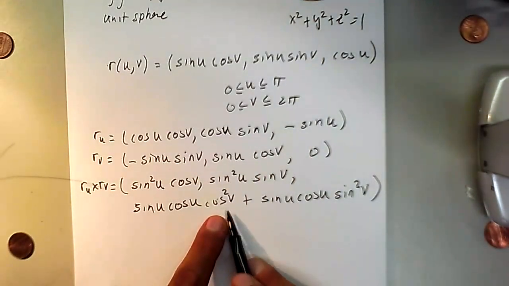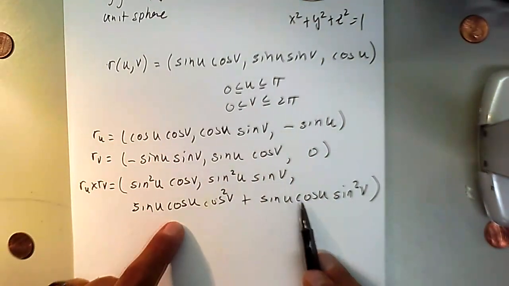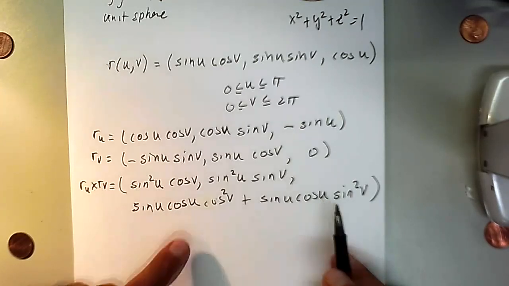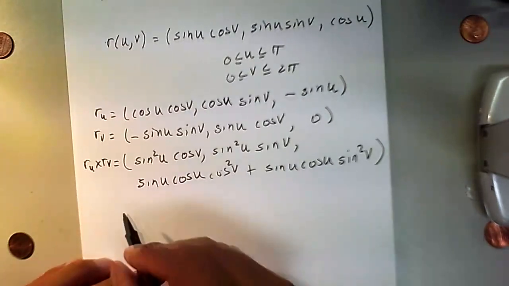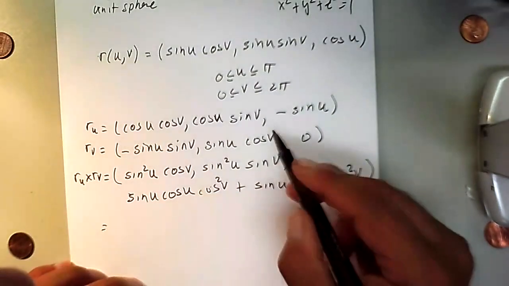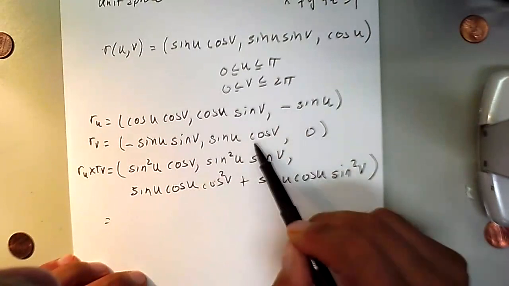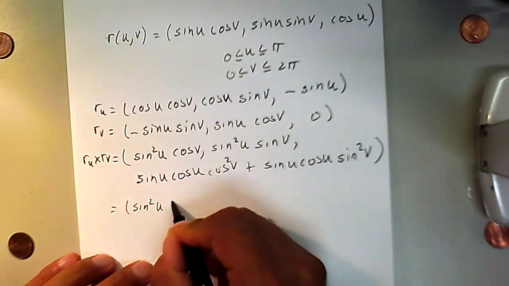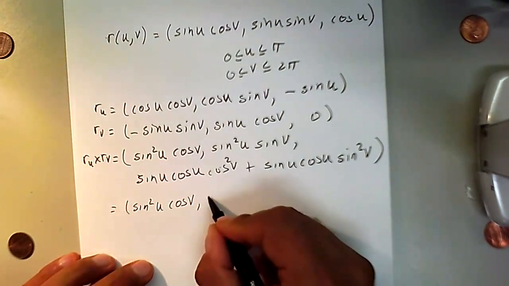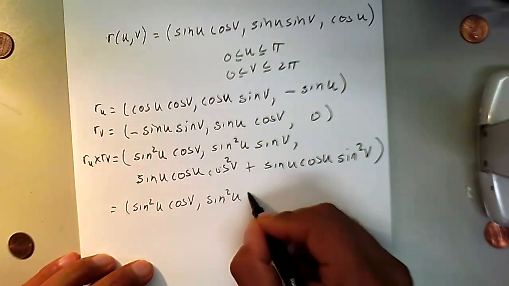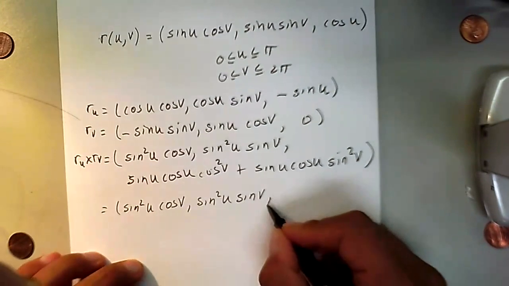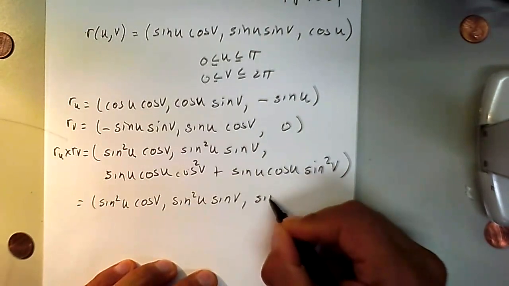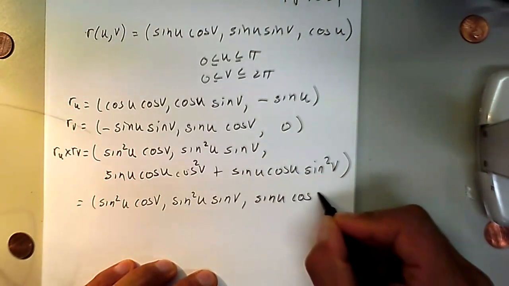By the way, we have cosine squared and sine squared, so those two consolidate into just one. So we really have, let me double check something real quick here. That minus, yeah. So sine squared u cosine v, sine squared u sine v, and then sine u cosine u.